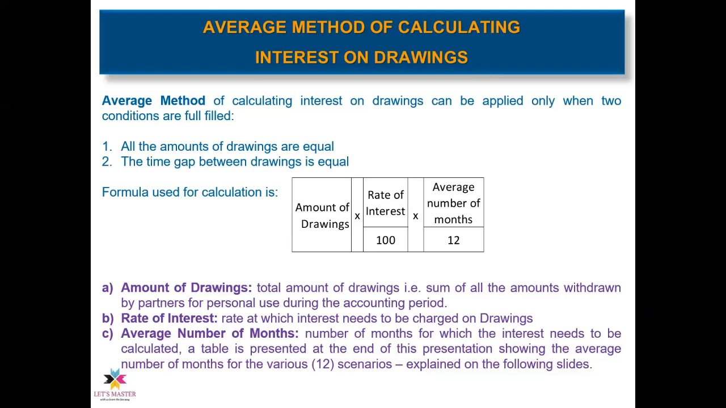if the drawings are made on 1st of every month, what would be the average number of months if the drawings are made on the first day of every quarter, or what would be the number of average months if the drawings are made on the last day of every quarter. So there are in total 12 scenarios which are being explained on the subsequent slides. And we have also presented you with a table showing the average number of months that you need to take into consideration while calculating interest on drawings using average method in all the 12 scenarios.